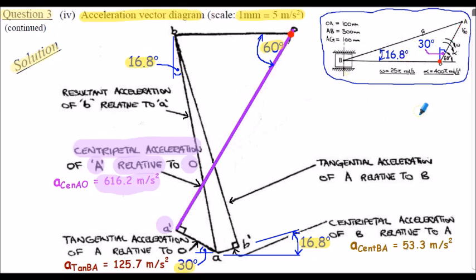So as with the previous vector diagrams, we consider ourselves initially at point O, and here's point O as the origin of the acceleration diagram. Then considering point A relative to O, if we were at O looking at A, we would see the centripetal acceleration of A relative to O coming down the crank towards O, it's inward seeking acceleration. So that becomes the first line we draw from point O here on our acceleration diagram. So that's the centripetal acceleration of A relative to O, and that was calculated as 616.2 metres per second squared in our previous table, shown here.